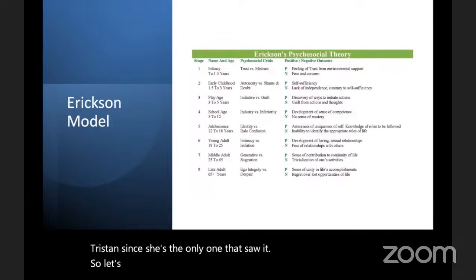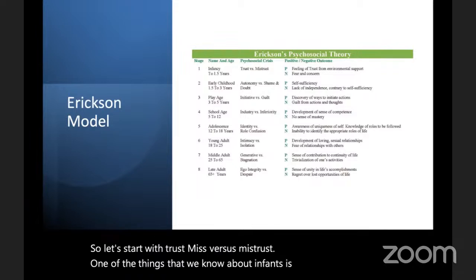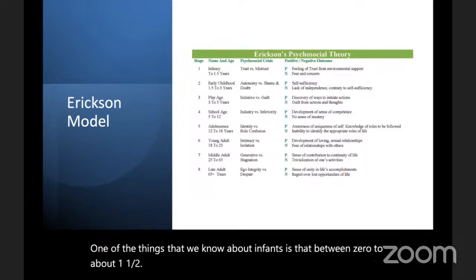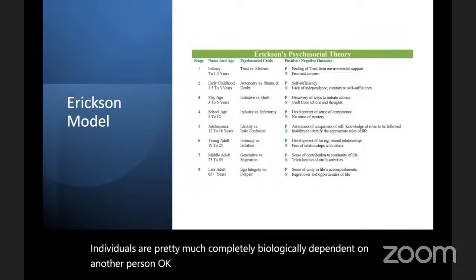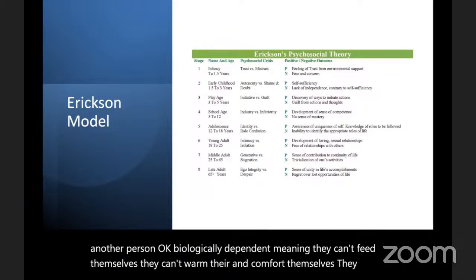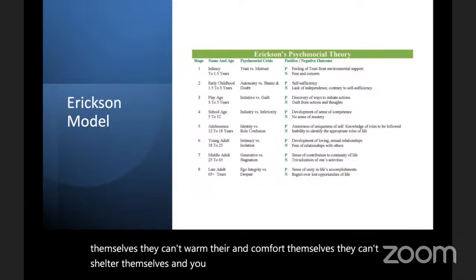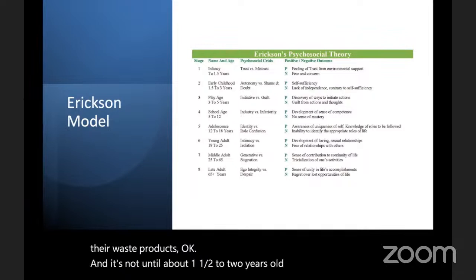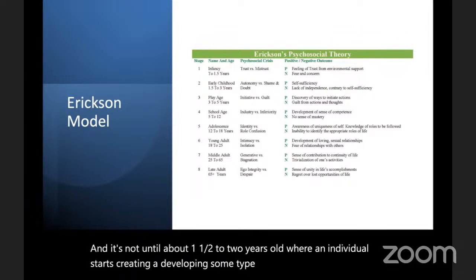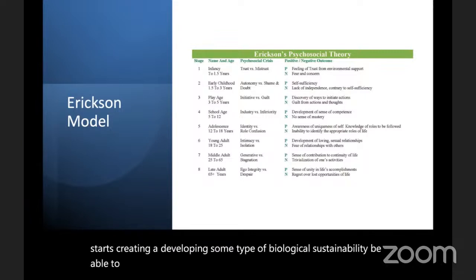So let's start with trust versus mistrust. One of the things that we know about infants is that between 0 to about 1.5, individuals are pretty much completely biologically dependent on another person, okay? Biologically dependent, meaning they can't feed themselves, they can't warm and comfort themselves, they can't shelter themselves, and they even rely on others to take care of their waste products, okay? And it's not until about 1.5 to 2 years old that an individual starts developing some type of biological sustainability, being able to feed themselves, warm themselves, and whatnot.